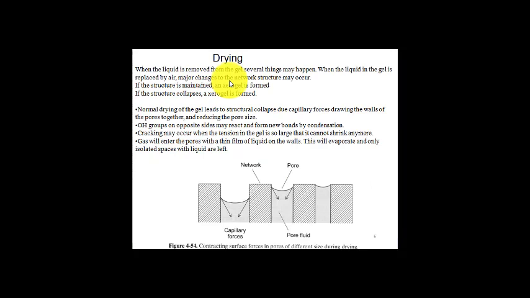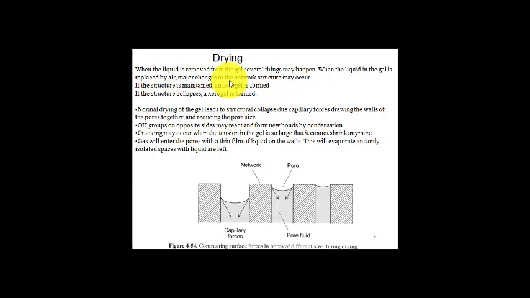Next is the drying. During aging, we remove the liquid from the gel. When the liquid is removed from the gel, several things may happen. When the liquid in the gel is replaced by air, major changes to the network structure may occur. If the structure is maintained, an aerogel can be formed. If the structure collapses, a xerogel can be formed.